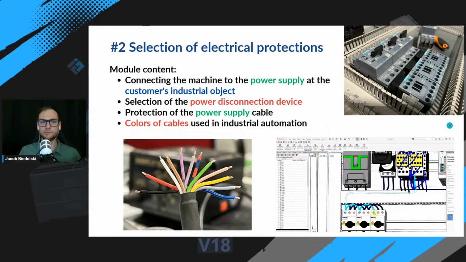The next step for you will be selection of electrical protections. In this module, you will find how to connect the machine to the power supply at the customer's industrial plant. You will select the power disconnection device, protection of the power supply cable, and we'll talk about colors of cables used in industrial automation based on standards.